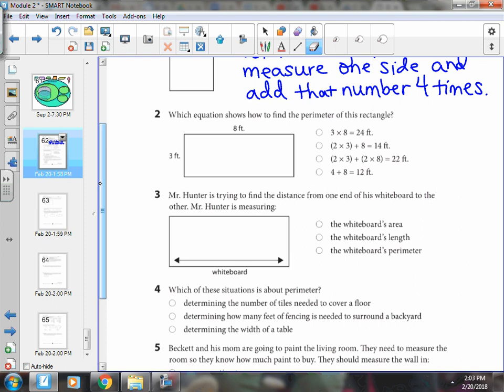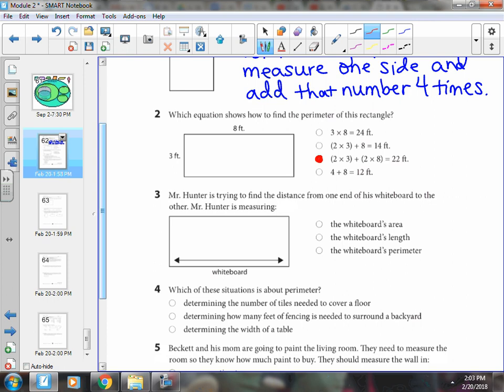Number 2, which equation shows how to find the perimeter? Perimeter is the distance around the shape. 8 plus 3 plus 8 plus 3. And I don't see 8 plus 3 plus 8 plus 3 anywhere as one of the choices. So it looks to me like they're showing it a little bit differently. The answer is going to be 22 because 8 plus 3 is 11, and another 8 plus 3 is 11 as well. So I know it's going to be this one.